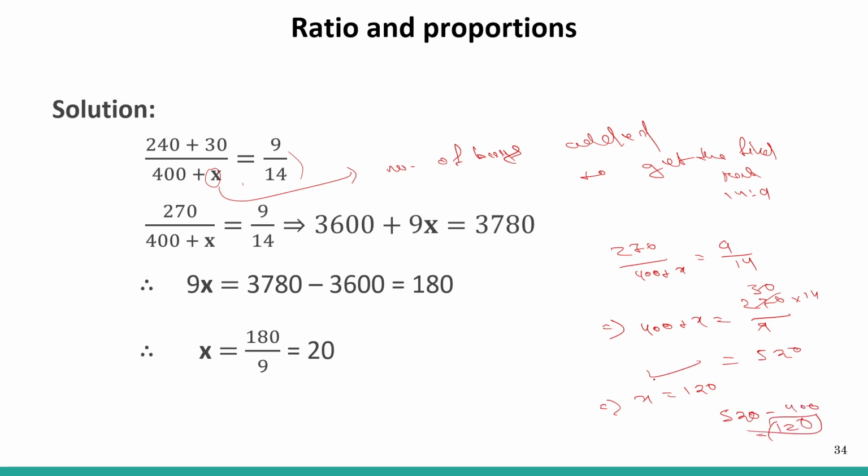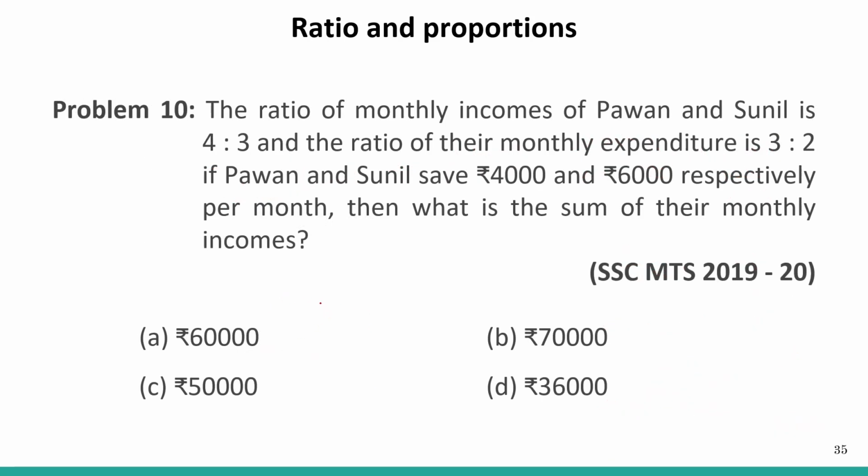So x, the number of more boys that we need to add to get the ratio 14:9 as the ratio of boys to girls in the classroom with the new capacity and new number of girls, will be 120. That is possible. So the number of boys in the new classroom will become this much. Okay, so let's see problem number 10.